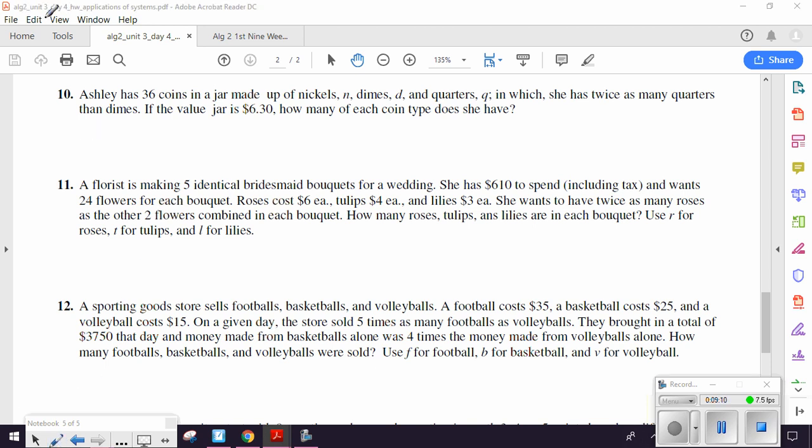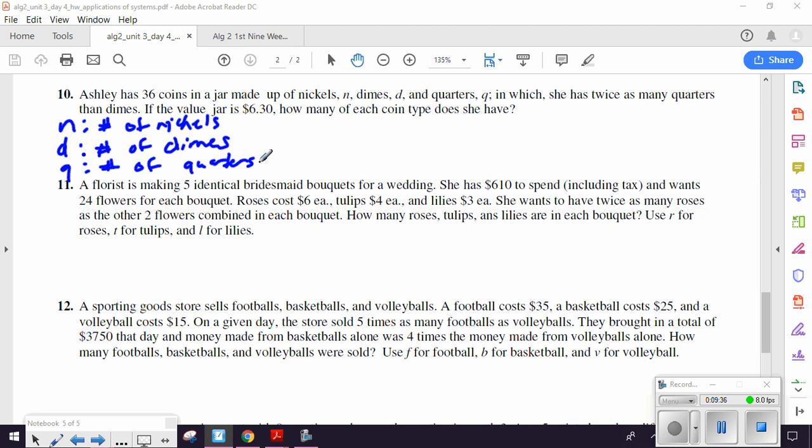So again, they're telling us what the variables are. N is the number of nickels. D is the number of dimes. And Q is the number of quarters. So her jar has 36 coins. So that's a total of all the different types of coins. So that means N plus D plus Q is equal to 36.